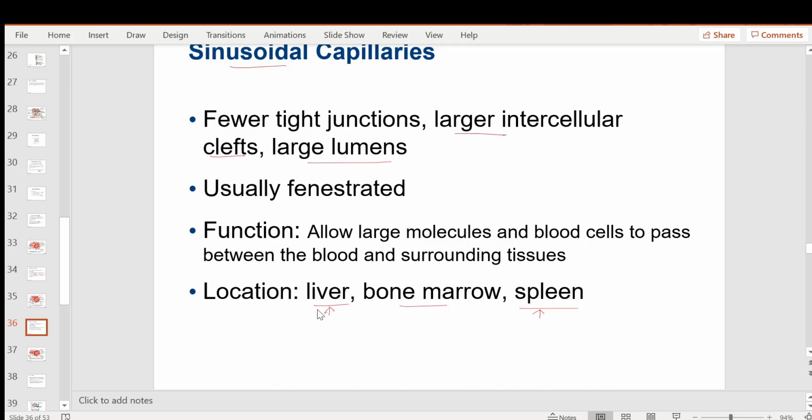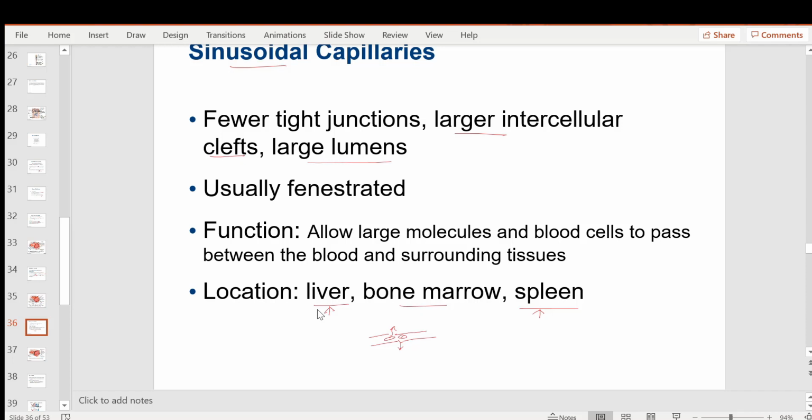So you just think that in these two organs, from the capillary, the red blood cells should be able to get out to enter into the liver and spleen. That's why the sinusoidal capillary wall has larger clefts. Otherwise red blood cells or other blood cells will not be able to get out.